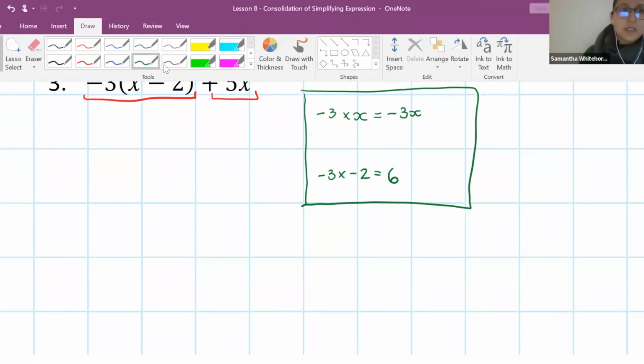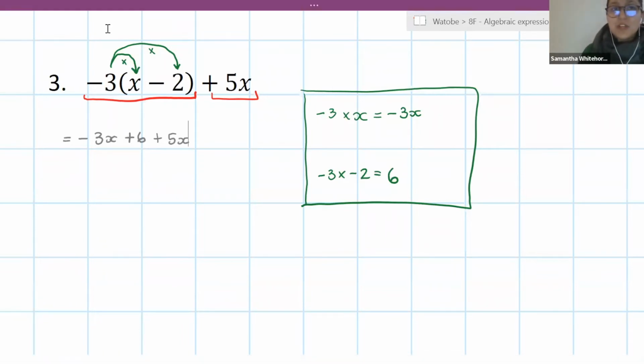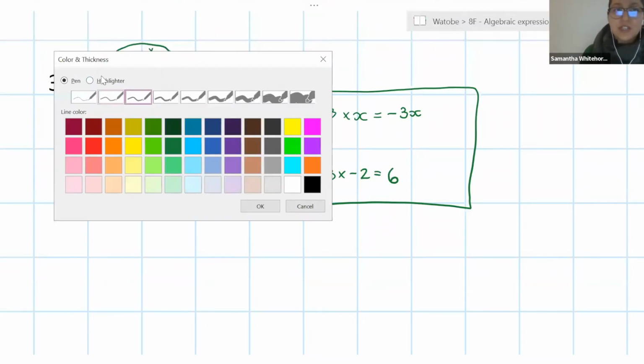Okay, so now I've done the multiplication. So what I end up with is the -3x plus 6. That is just coming from my multiplication, the distribution of the -3 into the bracket. And then I've still got my plus 5x. Right, now this is an expression where I can start to collect my like terms because I don't have any multiplication or division that I need to stress about or deal with.